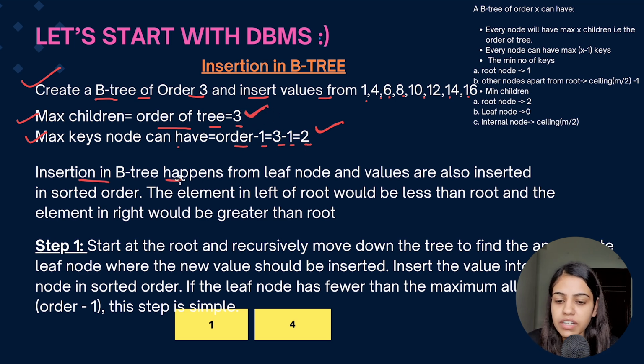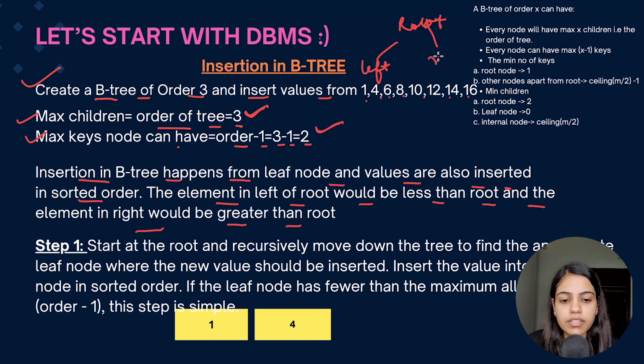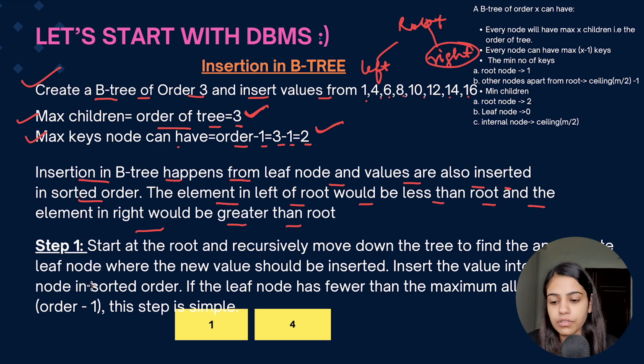So insertion in a B-tree happens from the leaf node and the values are also inserted in sorted order. So the element in the left of the root would be less than the root and the element in the right of the root would be greater than the root. So if this is the root, any element which is inserted in the left of the root would have a lesser value than the root and the one which is inserted into the right of the root would have a larger value than the root. So step 1.